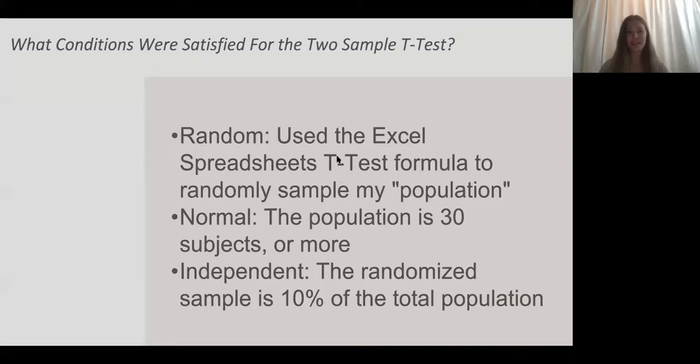What conditions are satisfied for the two-sample t-test? Random. I use the Excel spreadsheet's t-test formula to randomly sample my population. Normal. The population is 30 subjects or more. And independent. The randomized sample is 10% of the total population.